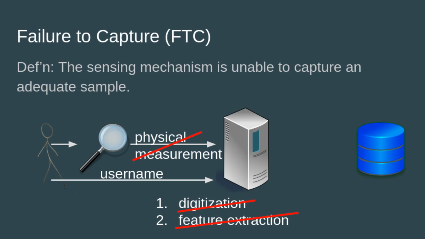And here we have to worry about failure to capture. Again, any one of sensing, digitization, or feature extraction can go awry. This is analogous to failure to enroll, but refers to a failure during authentication rather than during registration. And again, we can talk about the failure to capture rate, the percentage of authentication attempts that are unsuccessful.